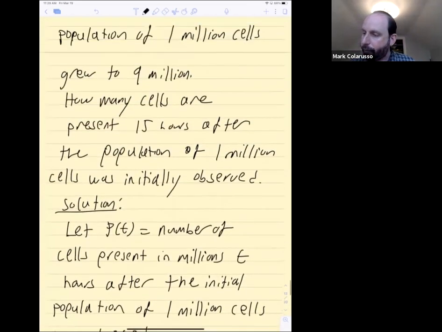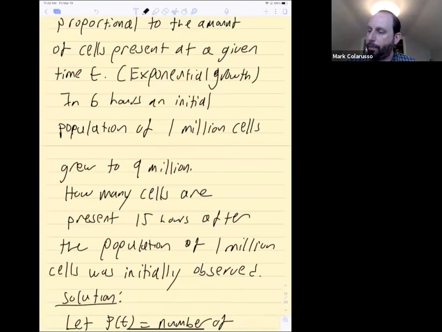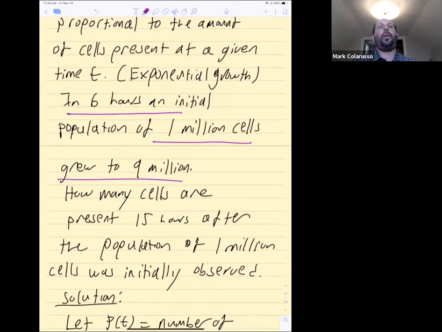So we go back to the problem. What we're told is that in 6 hours, the initial population of 1 million cells grew to 9 million. So that says that P of 6, the population 6 hours after, is equal to 9. And that gives us an exponential equation that we can solve for the growth constant K and then use to compute P of 15. This is often how these problems work. You're given some information about the initial amount, you want to find the amount sometime later, and you don't know the amount at that later time, in this case 15 hours, but you know it at some intermediate time, and that allows you to find the growth constant.